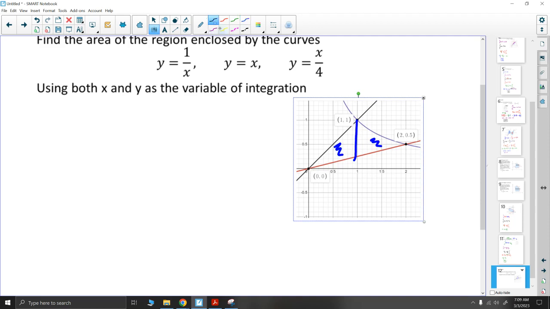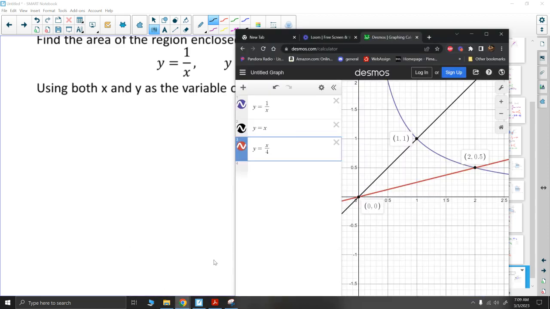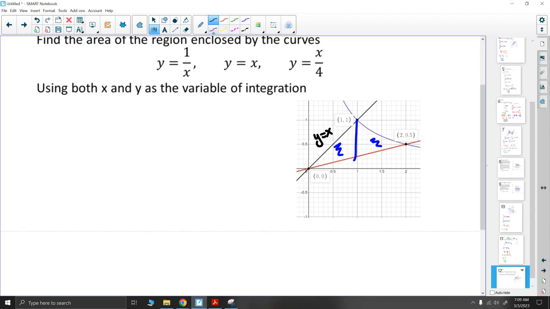Okay, real quick, this is the y equals x graph here. This is the purple one, just to double check. I believe it's x over 4, but let's just make sure. Nope, it's 1 over x. Good thing I checked, huh? 1 over x. And the red one here is y equals x over 4.